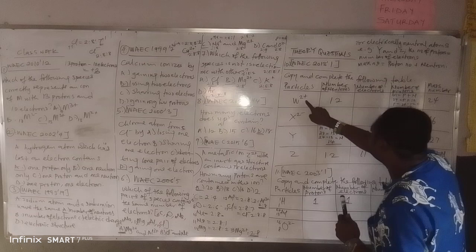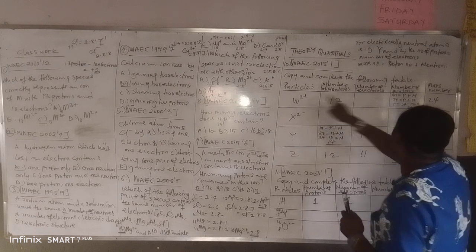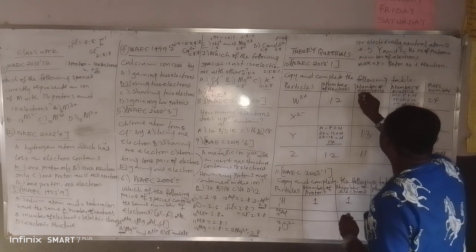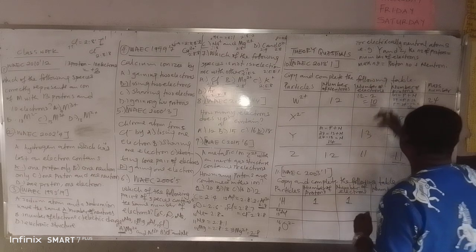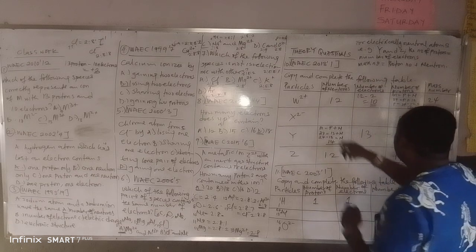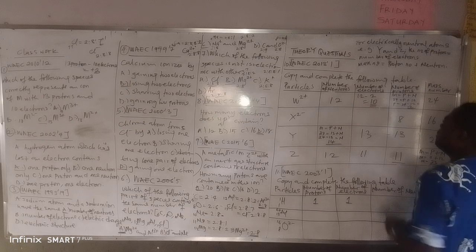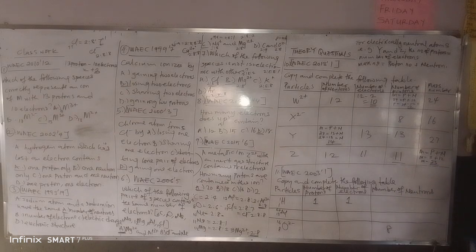But what does this 2 plus mean? It means it has lost 2 electrons from inside the 12. And we now have what? 12 minus 2. The answer is 10. So they are not expecting all these calculations to be inside the puzzle, but I'm putting them there for you to understand what we did.